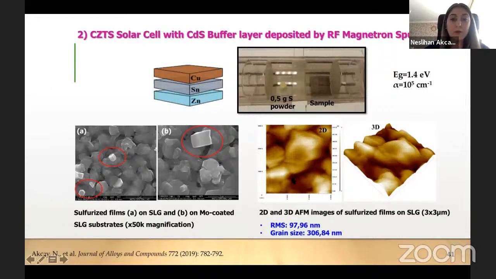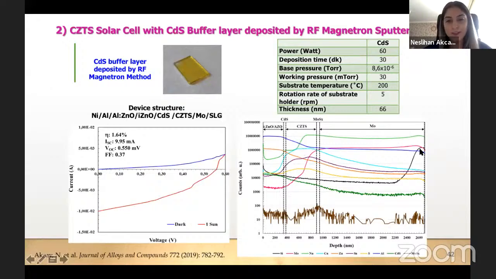By using these films, we produced a solar cell, but the buffer layer was fabricated by RF magnetron sputtering. As you know, in literature, usually the cadmium sulfide buffer layer is produced by the chemical bath deposition technique. But in this study, we produced it by the RF magnetron sputtering technique. So the efficiency value is not so high. Here you see it's about 1.64%, but still the difference of our study from the studies in literature is to use a cadmium sulfide buffer layer deposited by RF magnetron sputtering.